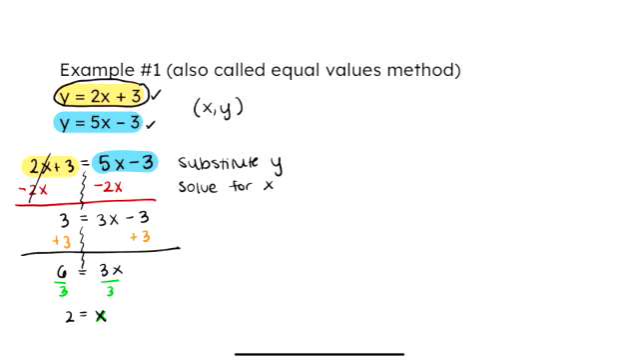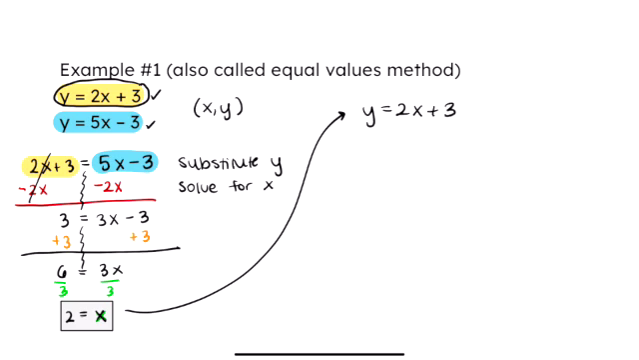So now that we have 2, normally if we were solving an equation, we'd be done. But we're not solving an equation, we're solving a system of equations. So now that we have x equals 2, we're going to look back to either of our equations. I'm just going to use the first one, y equals 2x plus 3. Remember that came from the original system, right here.